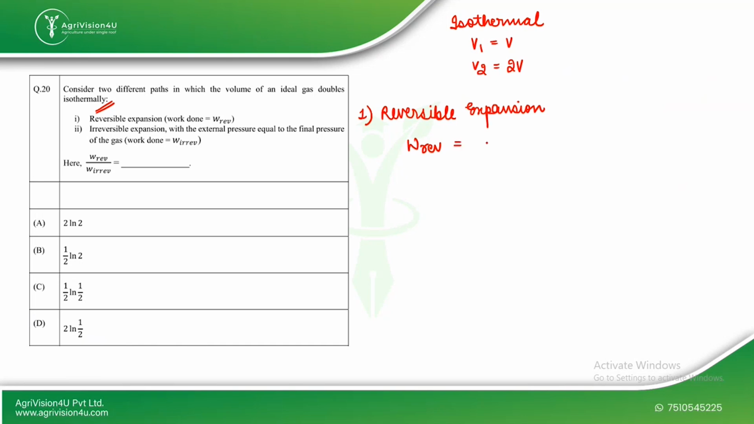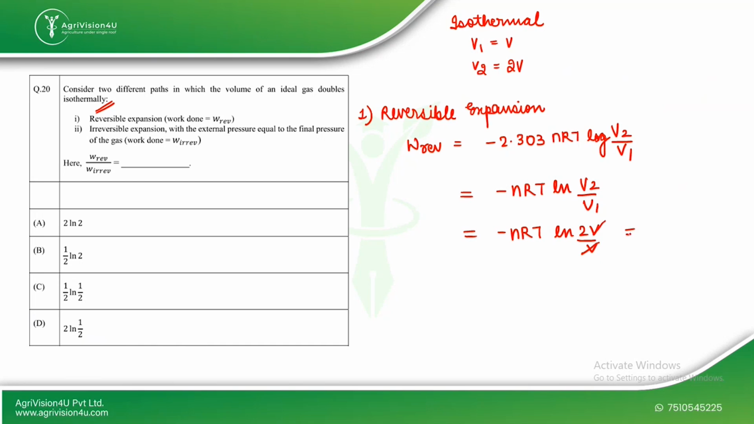So work done reversible is minus 2.303 nRT log V2 by V1. This can also be written as minus nRT ln V2 upon V1. Simply, nRT ln 2V upon V. This will cancel out, and this will be minus nRT ln 2.